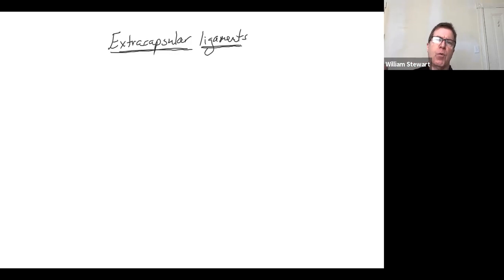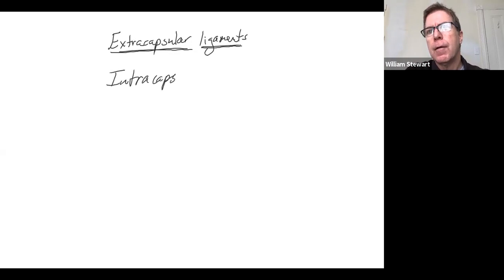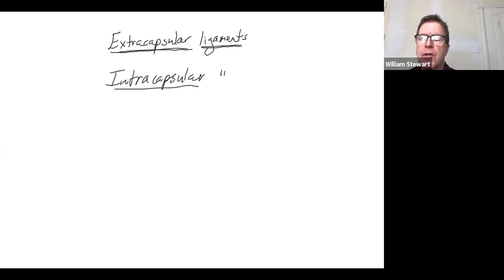Examples are the collateral ligaments of the knee joint. You've heard of those cruciate ligaments, the ACLs and MCLs, the anterior cruciate ligaments and medial cruciate ligaments. Those are extracapsular ligaments. Intracapsular ligaments are found closer to the knee joint themselves.